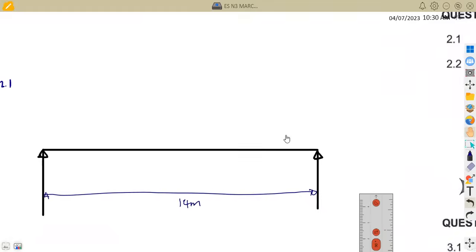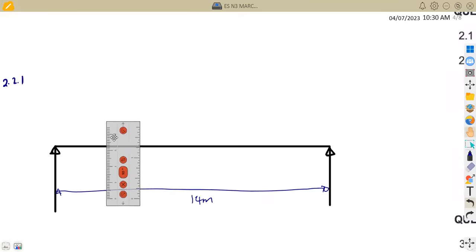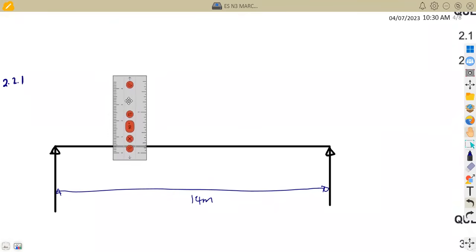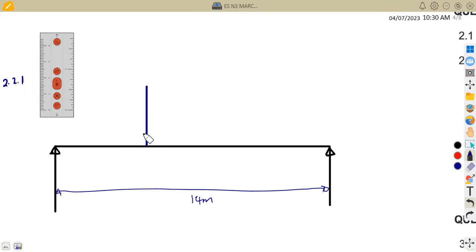We are going to have our 5 kilonewton. Let's just say at this point here, this is where I'm having my 5 kilonewton, which is 5 meters from the left side. Okay, so this is what I have. This is the left side. So in between these points from the left side, I'm having 5 meters in between here. All right, so we can just indicate in between these 2 points here, I am having 5 meters. All right, and this is 5 kilonewton.